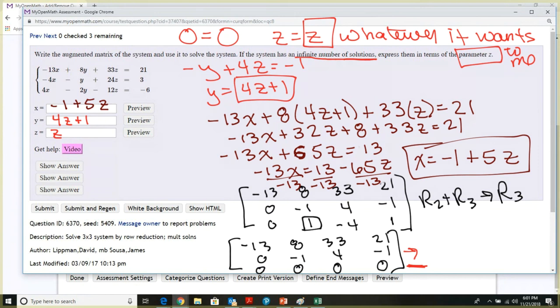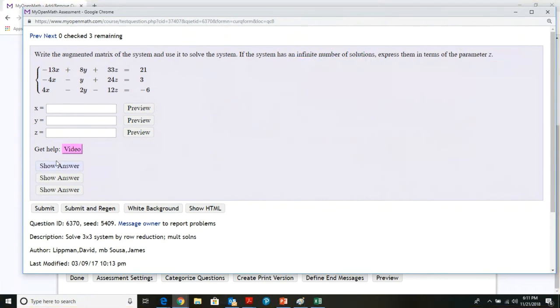Our y is going to be 4z plus 1. And our z is going to be, well, z, which is kind of cool. So this one had an infinite number. So there's our z, and our -1 plus 5z. So we've got our answers. Now, again, this one had an infinite number of solutions. You can always tell if there's an infinite number because you get just like a true statement. In this case, we got 0 equals 0. And that was in our z row. So that just means z can be whatever the heck it wants.